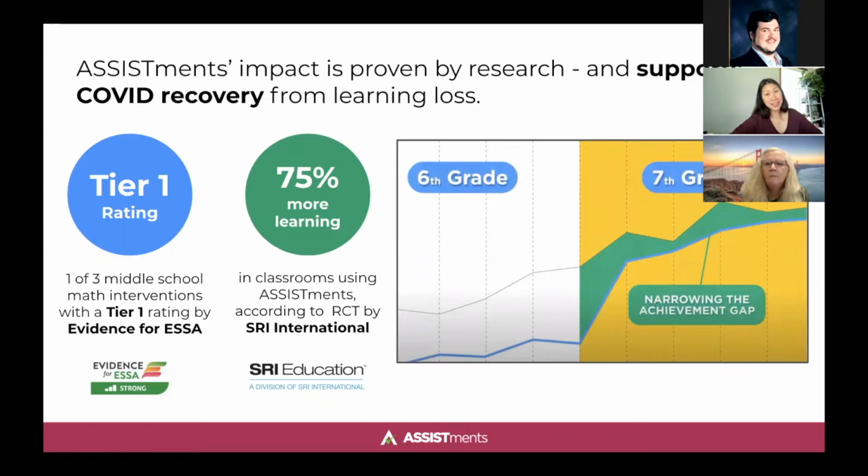And so there's a lot of evidence backing Assistments and using it, backed by research, right? We're one of three middle school math interventions with a tier 1 rating by Evidence for ESSA. And we've been proven to show narrowing of the achievement gap.